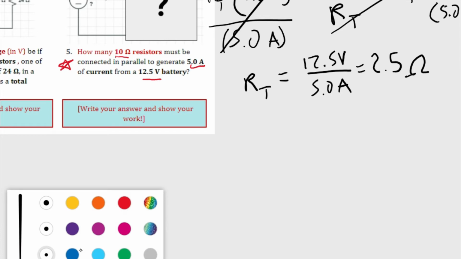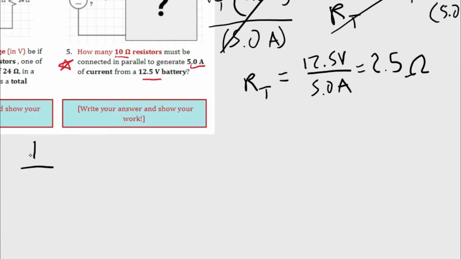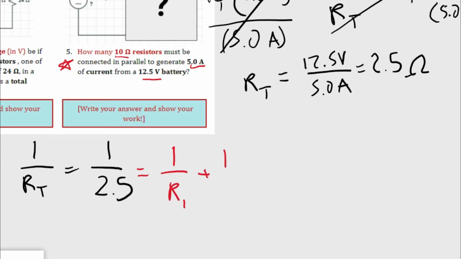What I mean by that, once again, is that we have a fraction. We have 1 over the resistance total equaling 1 over 2.5, right? This will equal a number of resistors, right? R1, maybe there's a second resistor, R2, maybe there's a third resistor, R3. We're not super sure. All we know is that once we add all of these together, this should give us the same numerical value of 1 over 2.5 over here, right?